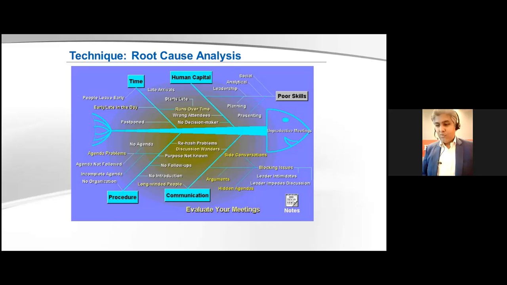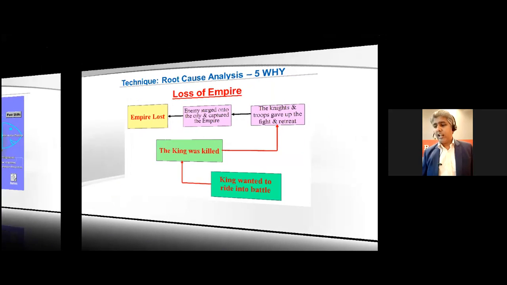An agenda, but there is no follow-up. The purpose of the meeting is unknown. Nobody is being briefed. Harsh people are attending the meeting, and they're having communication problems, arguments. People have their hidden agendas. So all these are problems. And then you choose a specific area and you try to fix it. So this is an example of a fishbone diagram and doing the root cause analysis.